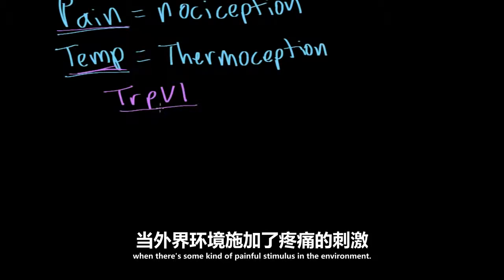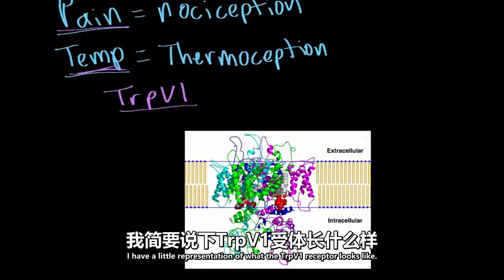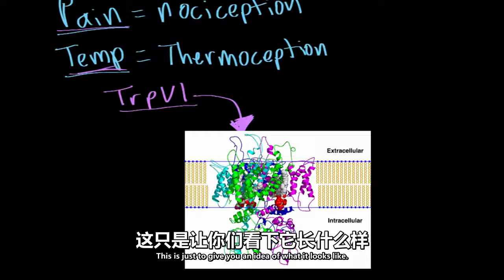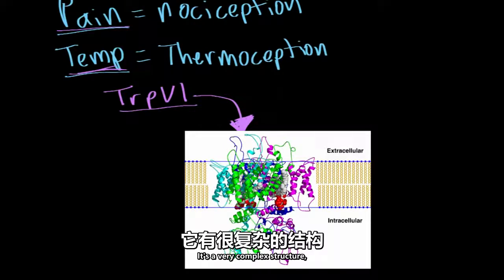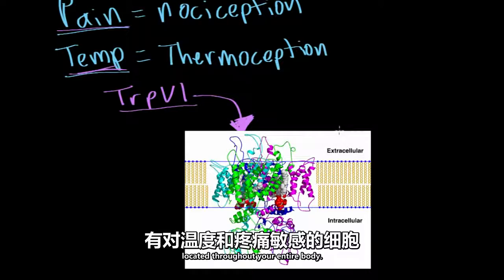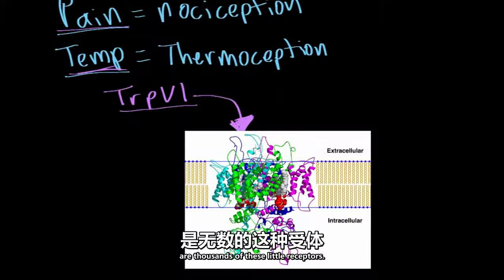in the environment. So over here I have a little representation of what the TRPV1 receptor looks like. And you don't need to know this, you don't need to memorize this. This is just to give you an idea of what it looks like. It's a very complex structure, and it's actually located within the cell membrane. So you have cells that are sensitive to temperature and pain located throughout your entire body. And within the membrane of each one of these cells are thousands of these little receptors.